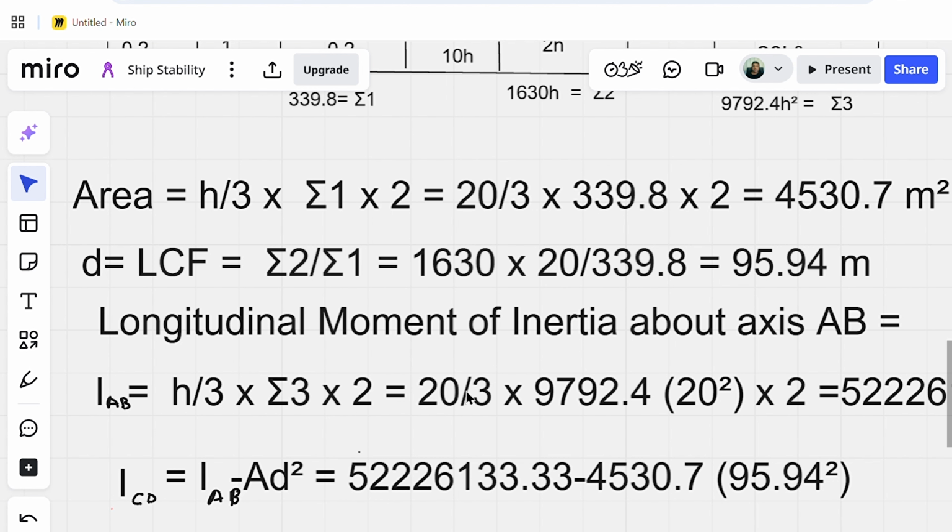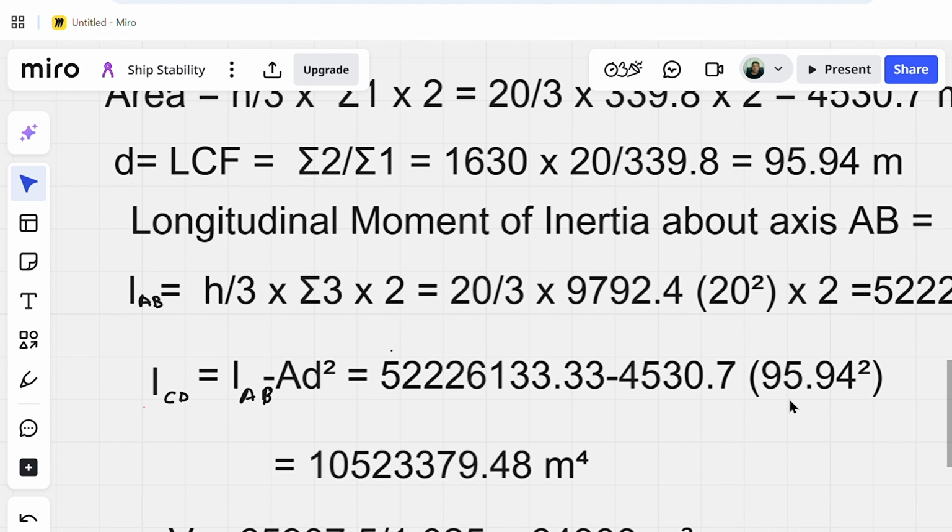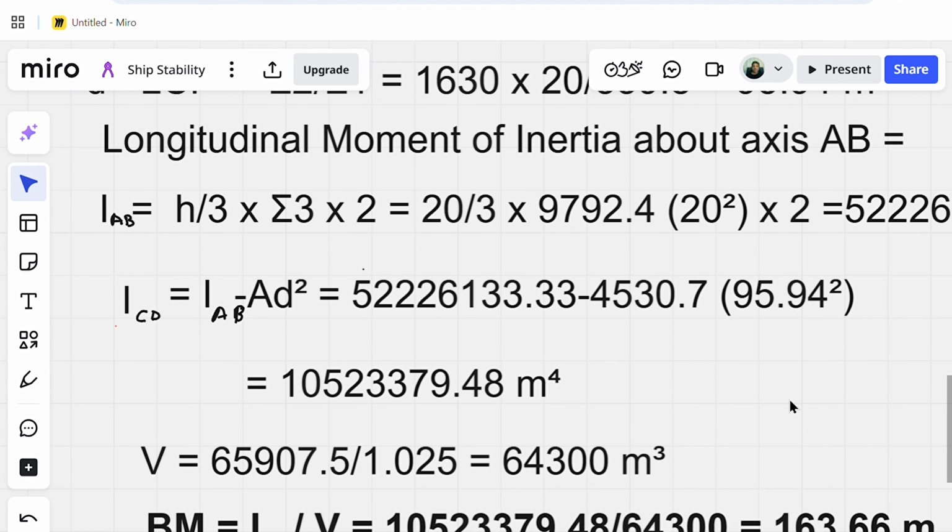H is 20 by 3, then summation 3 is 9792.4, h square, which is 20 square, multiplied by 2, and the value is 5,222,6133.33 meter raised to the power 4. This is the moment of inertia about the aft axis, which is coinciding with the aft perpendicular. Now I will apply the parallel axis theorem in order to get the moment of inertia about the axis which is passing through center of flotation, CD. CD is the axis passing through center of flotation.